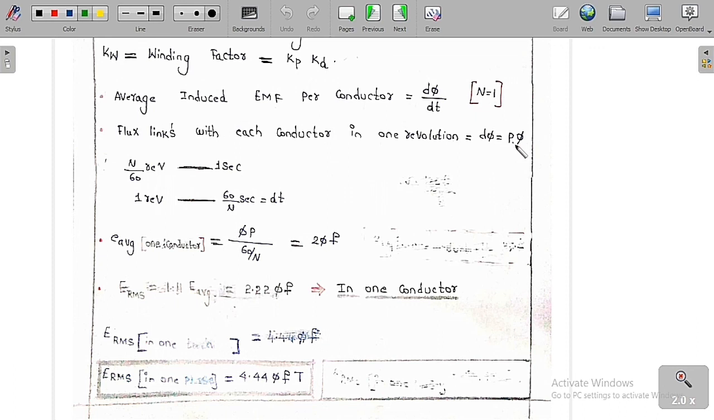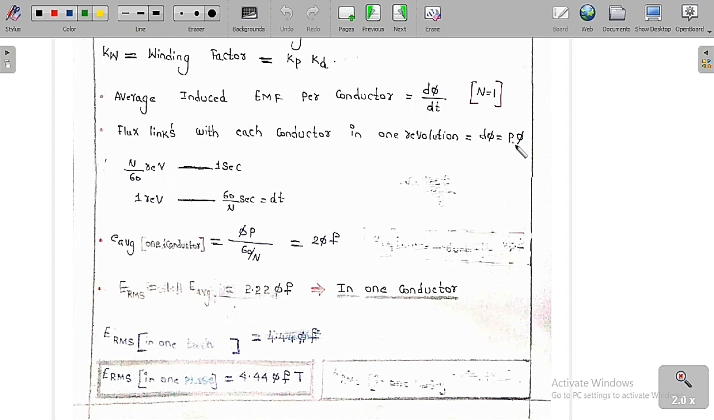If phi is the flux per pole, then there are P poles. So P into phi is the total flux linked by one conductor in one revolution. Therefore, the flux linked with each conductor in one revolution is P phi. So d phi is equal to P phi, the overall flux linked by one conductor in one complete revolution.